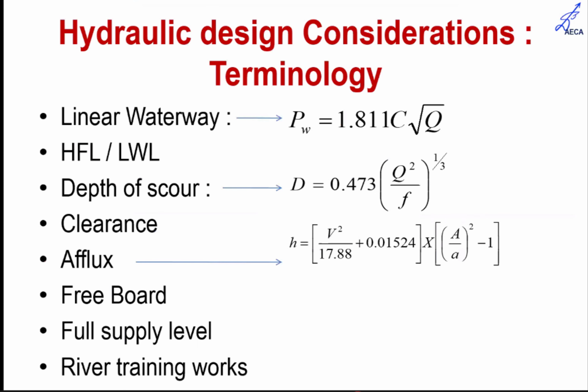Now, the general hydraulic particulars which we intend to ultimately arrive at after doing a hydraulic design are the linear waterway, the high flood level and the low water level, the depth of the scour, the clearances, the afflux, the freeboard, full supply level, and proposed river training works. So this is basically the ultimate output of our hydraulic study.